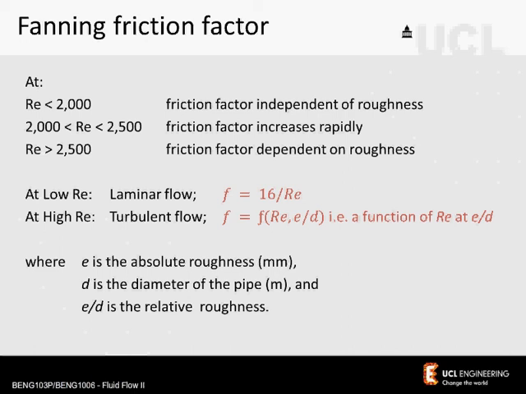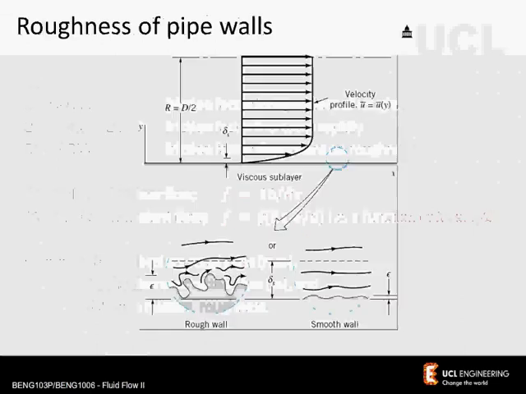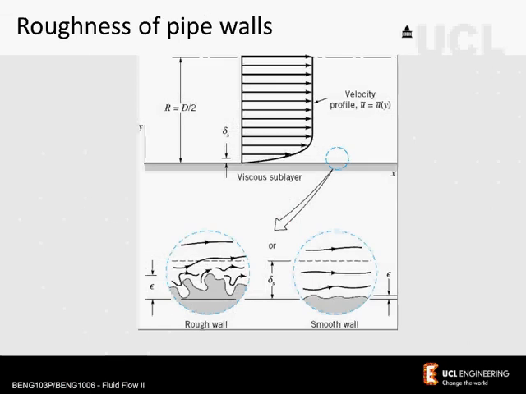So in this term E over D, E is the absolute roughness of the pipe, usually defined in millimeters. D is the diameter of the pipe, and E over D is the relative roughness of the two. This value E, the absolute roughness of pipe walls, can be defined as the difference in height from the minimum surface of a pipe wall to the maximum surface of the pipe wall. So if you look at a pipe with the naked eye, typically you'll see quite a smooth surface, but if you were to look at it under a microscope, you would see quite a lot of variation in the actual surface of the wall.